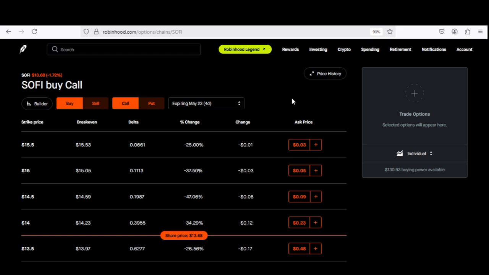Now, for the wheel option strategy, we're going to pretend that you're going to start off the wheel option strategy with only cash in your account. So let's say you have like $1,500 cash in your account. You want to get started with options and you want to get started with the wheel option strategy. This is what you do.